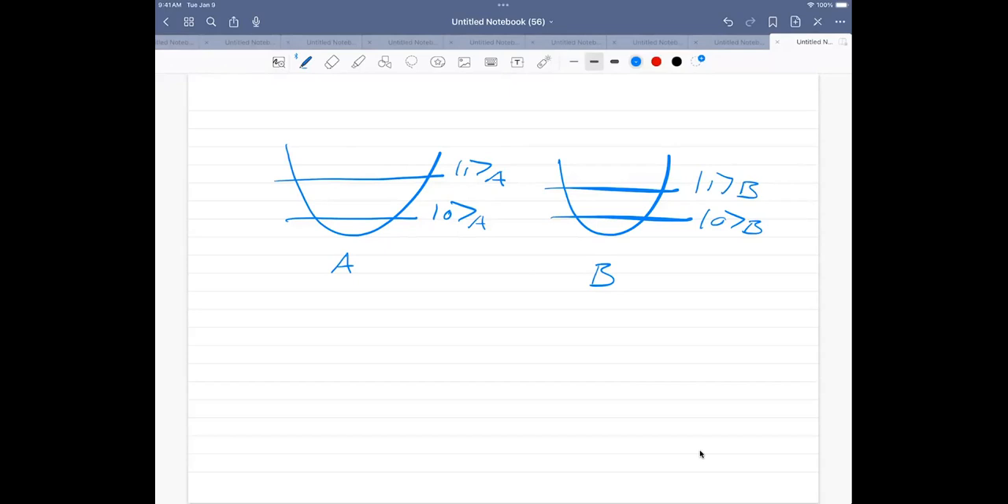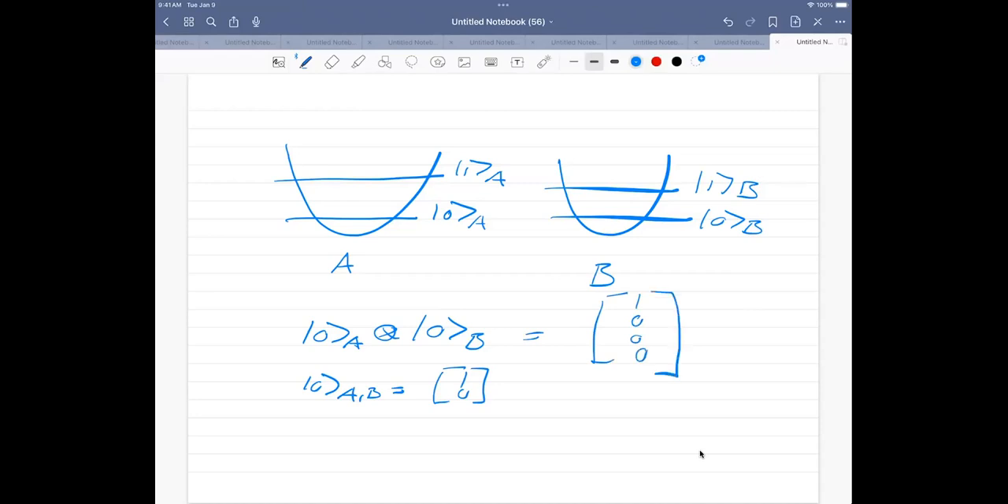Then we can make tensor products of these two states. So we are going to define a basis now, which contains 0A tensor product with 0B. And if we let the 0A and B just be 1, 0, then we know that this one becomes a state 1, 0, 0, 0. This is now a 2-qubit state.